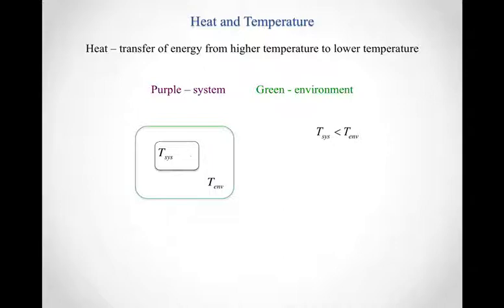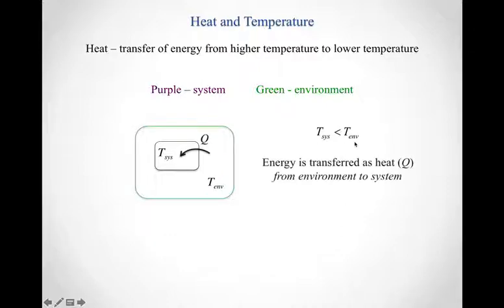If I switch that around, so now the temperature of my system is less than the temperature of the environment, the system is colder than the environment that it sits in, well then energy will be transferred in the other direction. So in this case, energy will be transferred as heat from the environment to the system. So Q for the system will now be positive because the system's taking in energy as heat. Q for the environment will be negative.